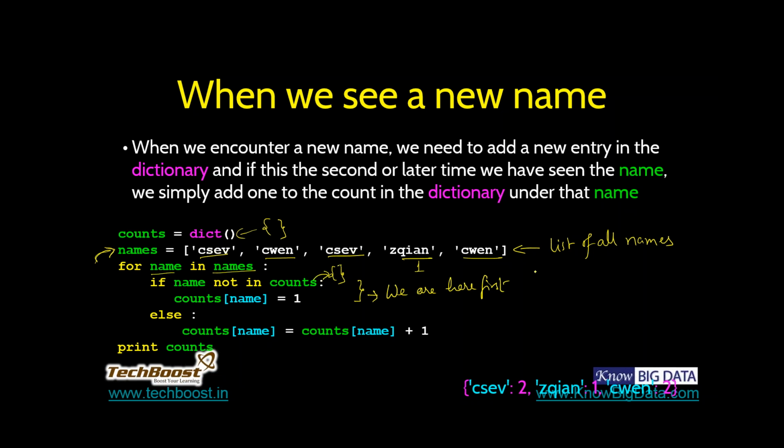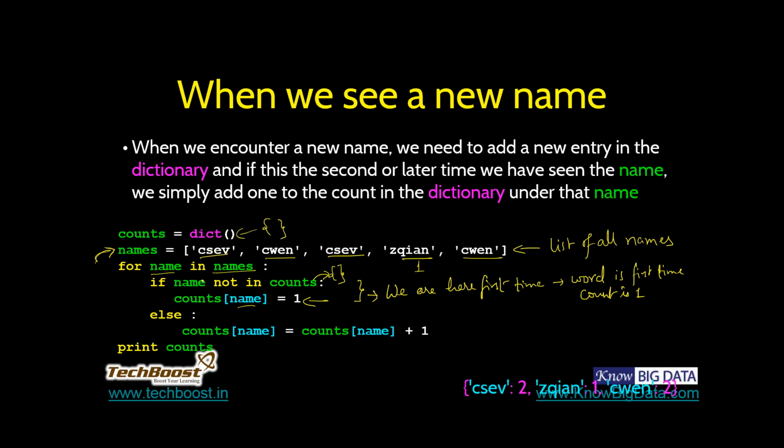That means the word is identified only the first time now, and hence the count is one. We are identifying the word only the first time, so we have given the counts for the given name as one.